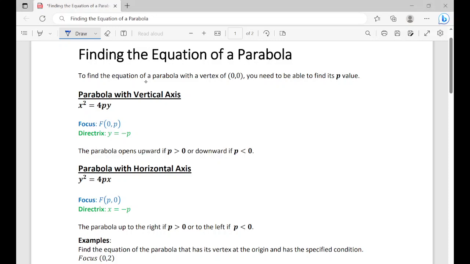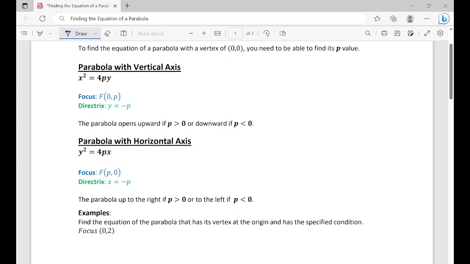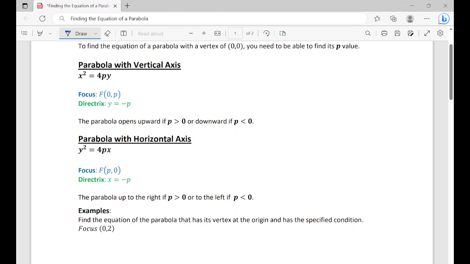To find the equation of a parabola with a vertex of 0, 0 centered at the origin, you need to be able to find its p-value. So a parabola with a vertical axis has the equation x squared equals 4py with a focus at the point 0, p and a directrix of y equals negative p. A parabola with a horizontal axis has the equation y squared equals 4px with a focus at p, 0 and a directrix at x equals negative p. So knowing those facts, we're going to find some equations of a parabola.